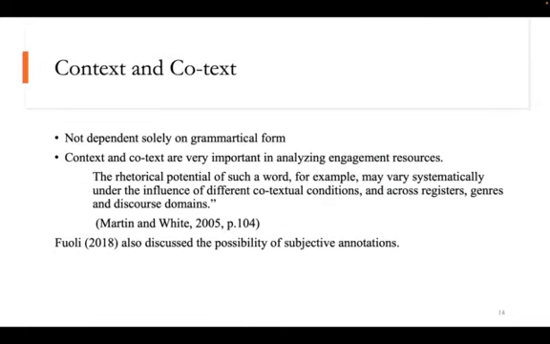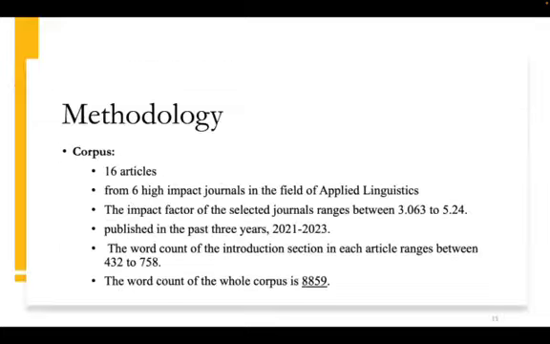Now, I have to mention the importance of context and co-text in analyzing engagement resources, because they're not only dependent on grammatical form. Context and co-textual factors vary or change the meaning. So the annotation process could be highly subjective, according to Foley 2018, which means that researchers need to review their annotation multiple times in order to achieve the highest objective annotation possible.